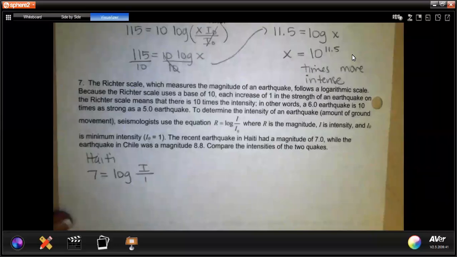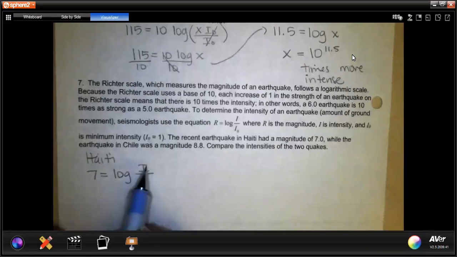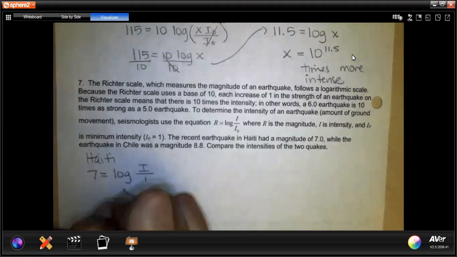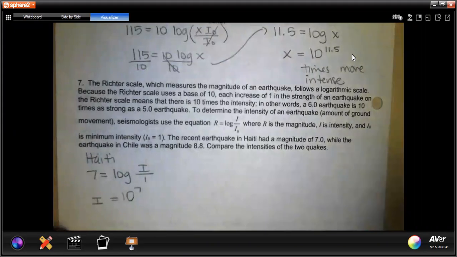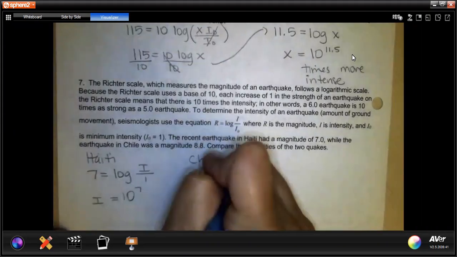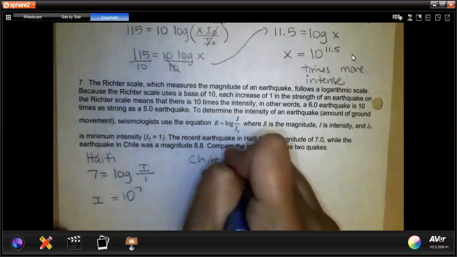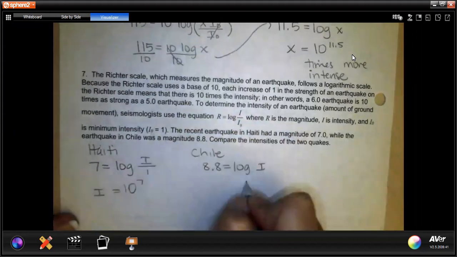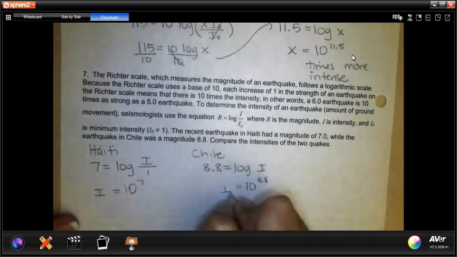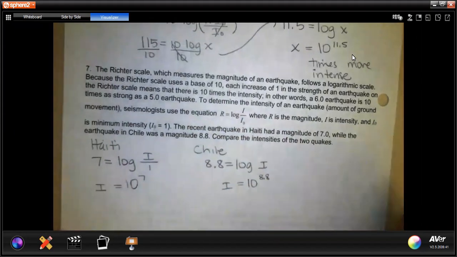So in order to convert this, I would have to change it to an exponential, because this is what we're solving for right here. So my unknown is in the argument, so I want to change it to an exponential. So I drop my base, which would be 10 for the common log, raise it to the 7th power is equal to I. So the intensity of the Haiti earthquake was 10 to the 7th power. Now for the Chile one, it had a Richter scale of 8.8. Again, we want to convert this to an exponential, so I drop the base, that is 10 to the 8.8. And so the intensity on that one is 10 to the 8.8.